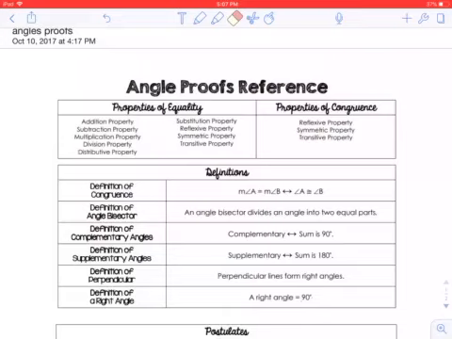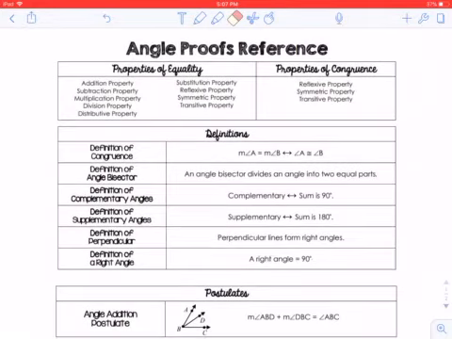This angles proof reference sheet should look quite familiar to you. This is very similar to the segments proof reference sheet we had. If you notice right here at the top, we've got the properties of equality. We already talked about all of these. You use them hopefully on your test.